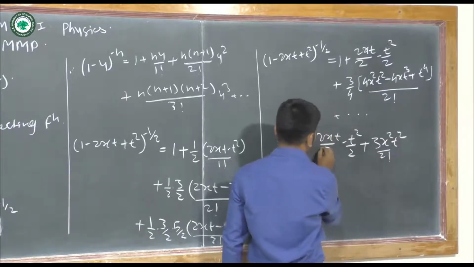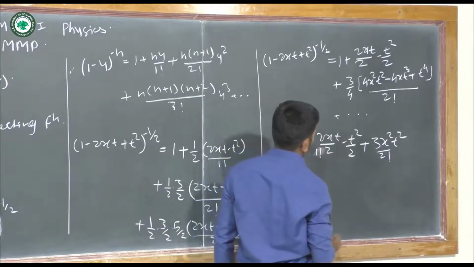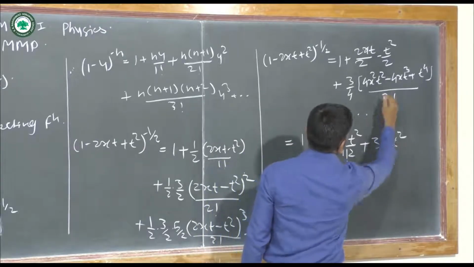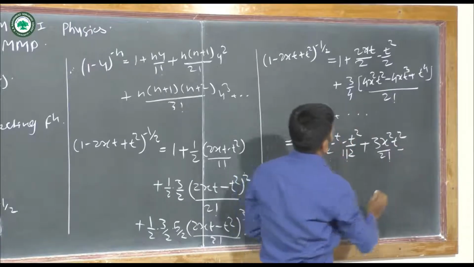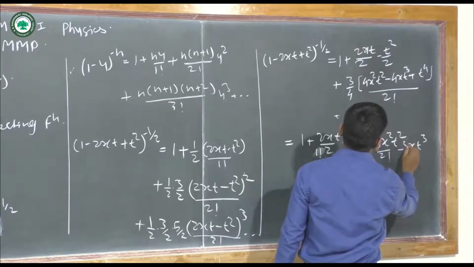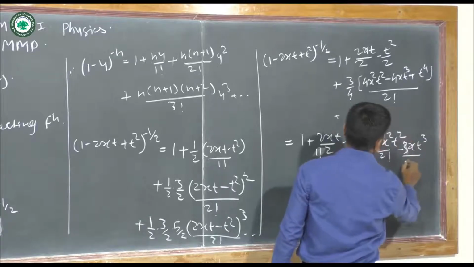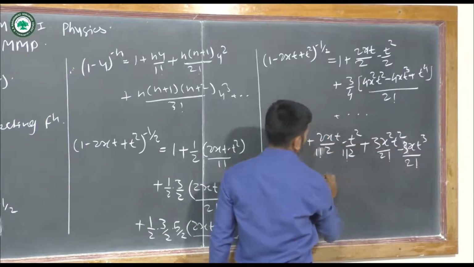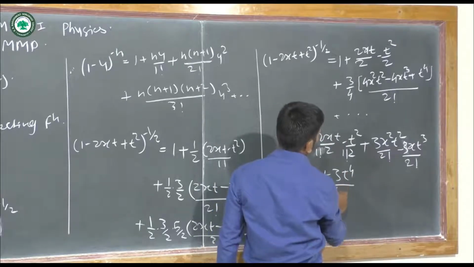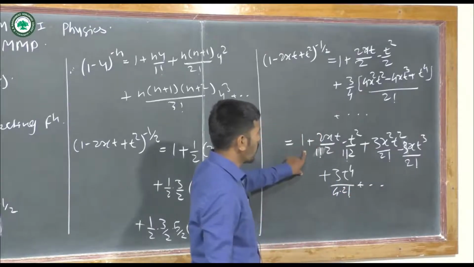Here is 1 factorial, so okay, here is also 1 factorial, and the minus, it is x t cube, three, and it is 2 factorials. The last term, that is 3t power 4 into 2 factorials, and so on. Okay, so we have the expressions.